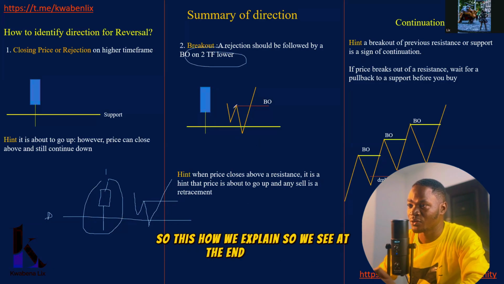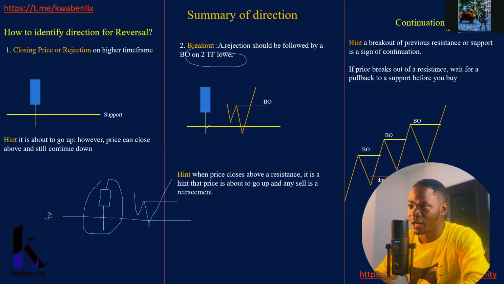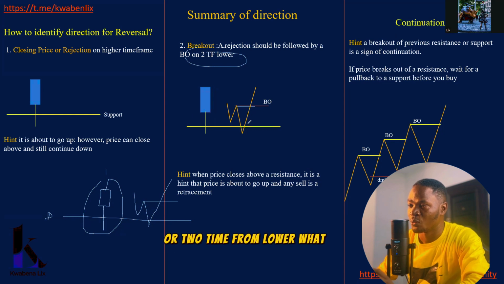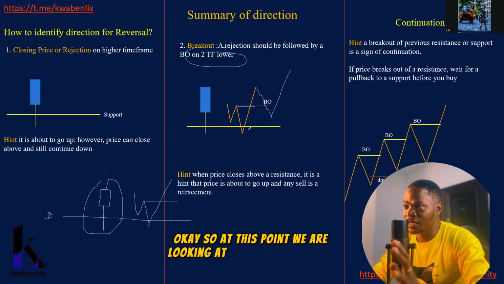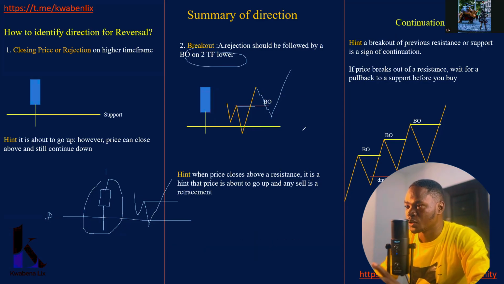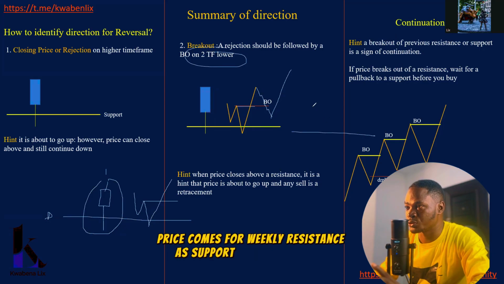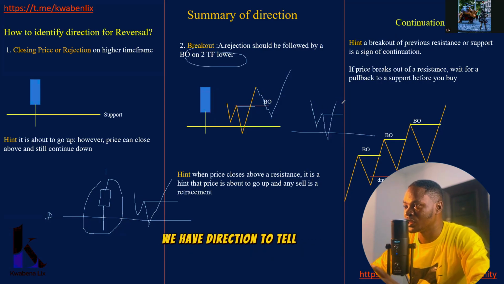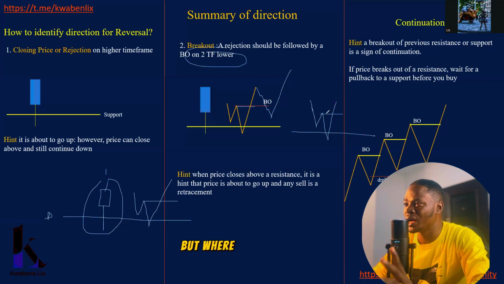So we see at the end of the day, once we do this and price is able to close above this resistance on 1 time frame lower or 2 time frames lower, what it means is that when price does this, it's a pullback, and therefore you can buy from here. At this point we are looking at a higher time frame. So if it's a weekly, price comes to a weekly resistance, a support, and rejects. And then on the 4-hour we are seeing a breakout. Then we can say that we have direction to tell us that now we are going to go up, but where are we going to?